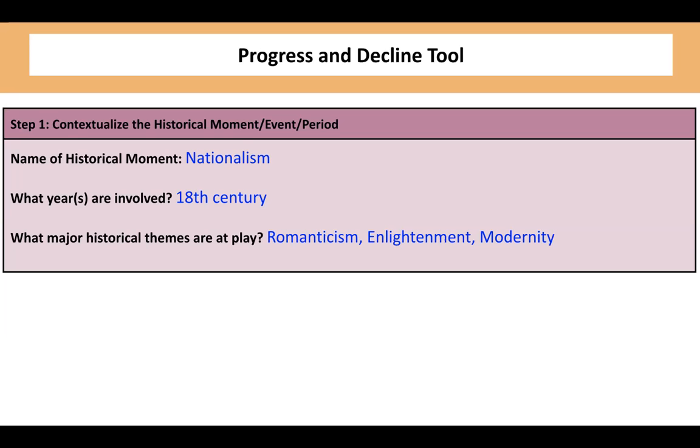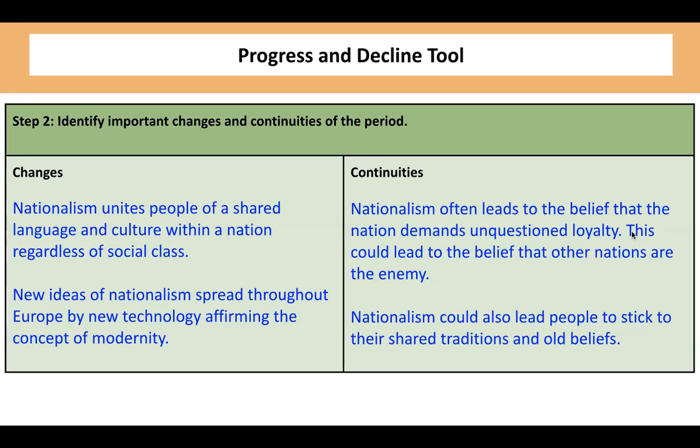So in our first step, we contextualized and we know the historical moment is around nationalism in around the 18th century. And there were also some themes that we saw at play: Romanticism, Enlightenment, modernity. And then in our next step, because we had done our reading, we took evidence from the reading and we noticed that nationalism helped unite people with a shared language and culture, regardless of social class.